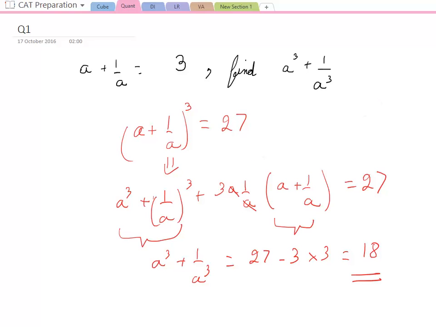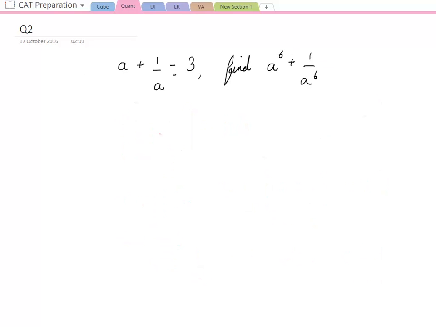Let's see another question. This question is an extension of the previous one, where we are asked now to produce a to the power 6 + 1/a to the power 6. We have already reached from a + 1/a to a cube + 1/a cube. And now we need a to the power 6 + 1/a to the power 6. Since a to the power 6 is square of a to the power 3, you should be able to notice that this question is very similar to the one we did in the previous video. You just need to square.